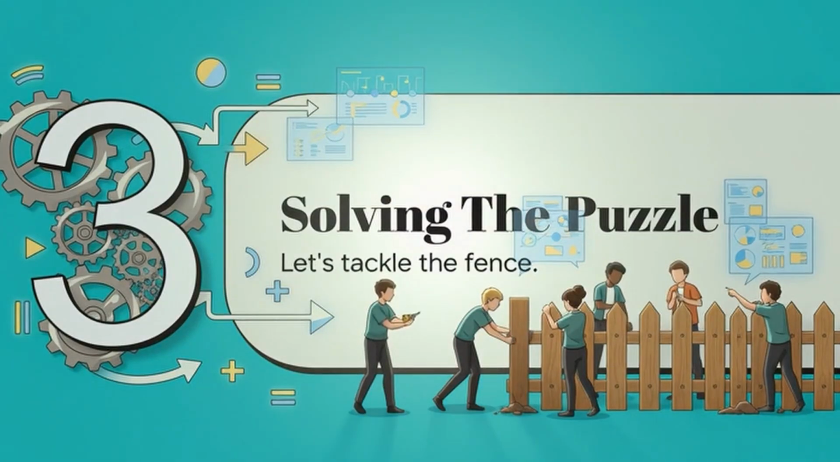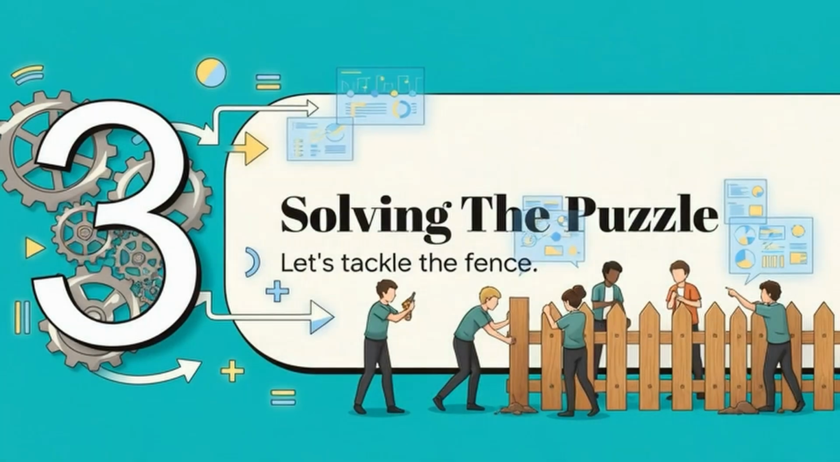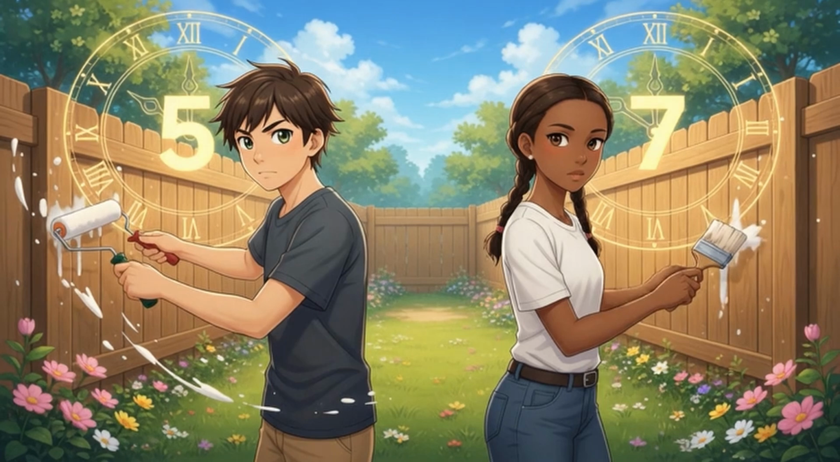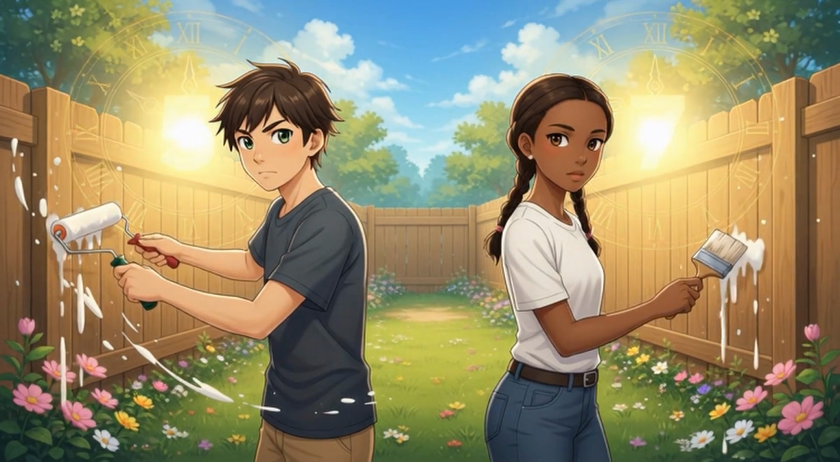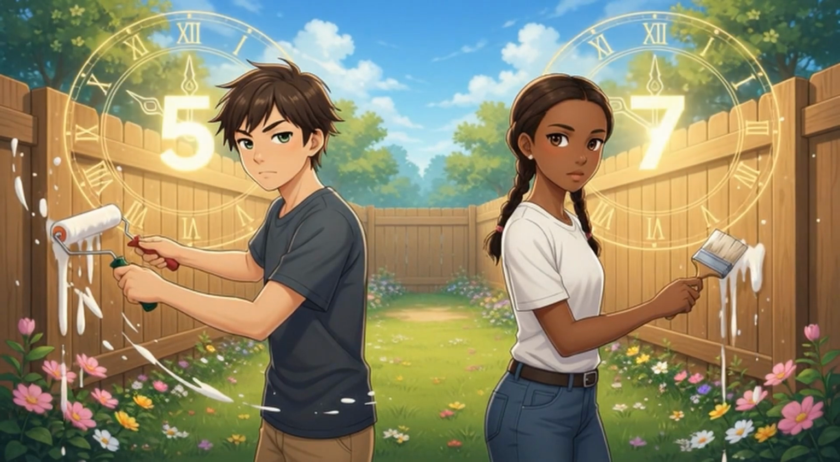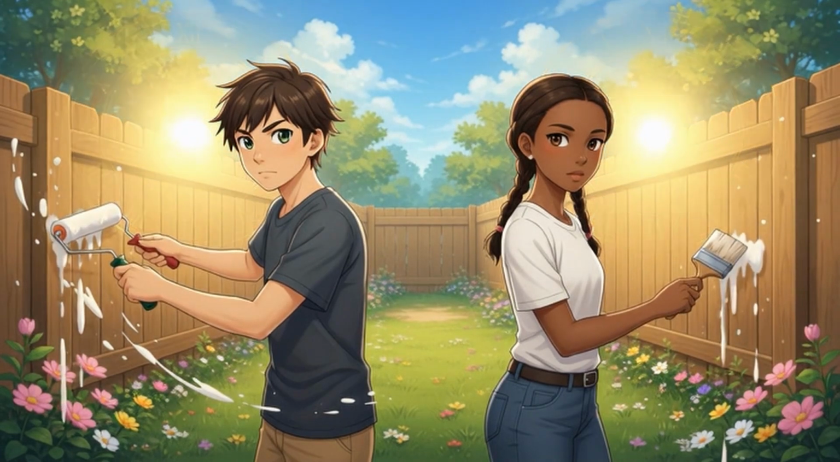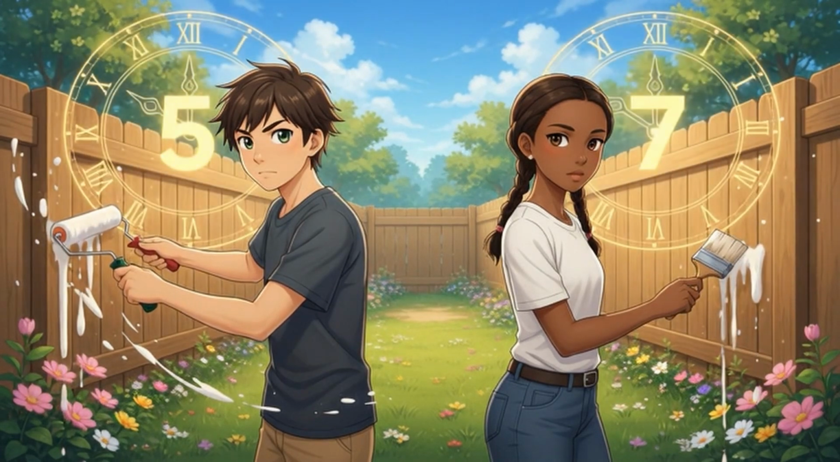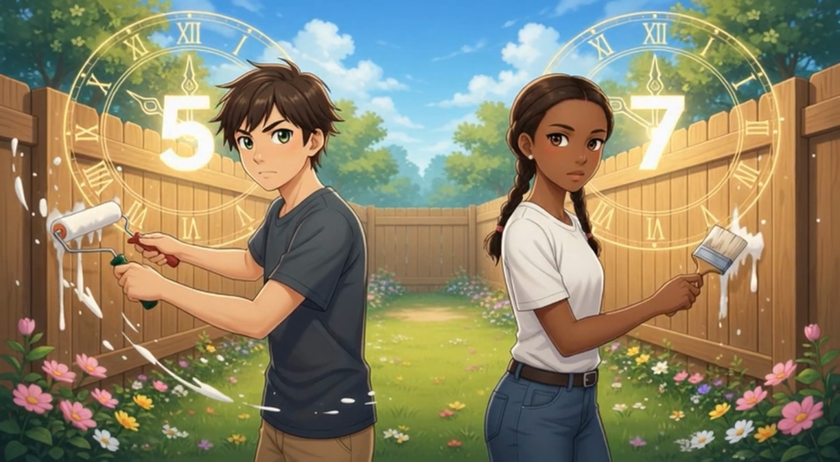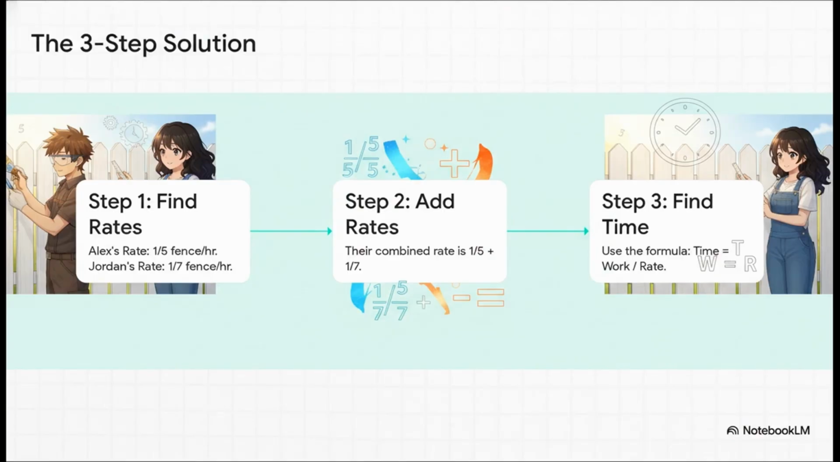All right, theory's cool and all, but let's see this thing in action. Let's go back to that original fence problem I mentioned and actually solve it together. So here's the setup. We've got Alex, who can paint a whole fence in 5 hours. And we've got Jordan, who takes a little longer, 7 hours. Now, common sense tells you that if they work together, they've got to be faster than Alex, right? But how much faster? We're going to knock this out in 3 easy steps.